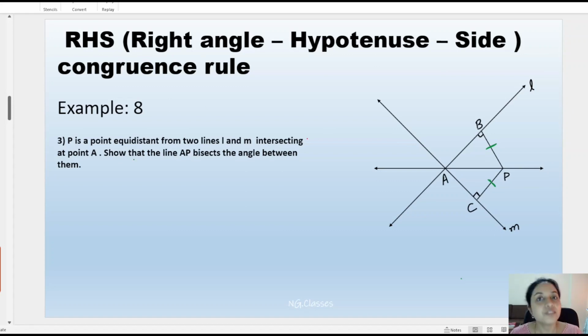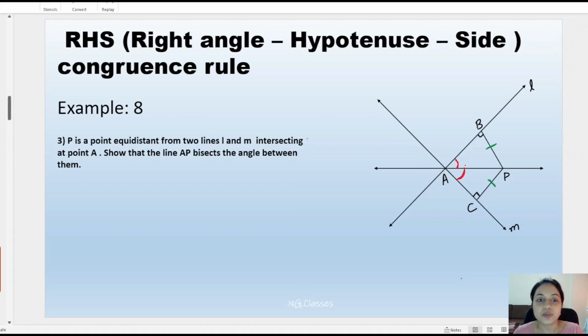And we have to show here that the line AP bisects the angle between them. So the line AP is bisecting the angle between them. That means we have to show that this angle, that is angle PAB, is equal to this angle, that means angle PAC. Then only we can say line AP is bisecting angle A.